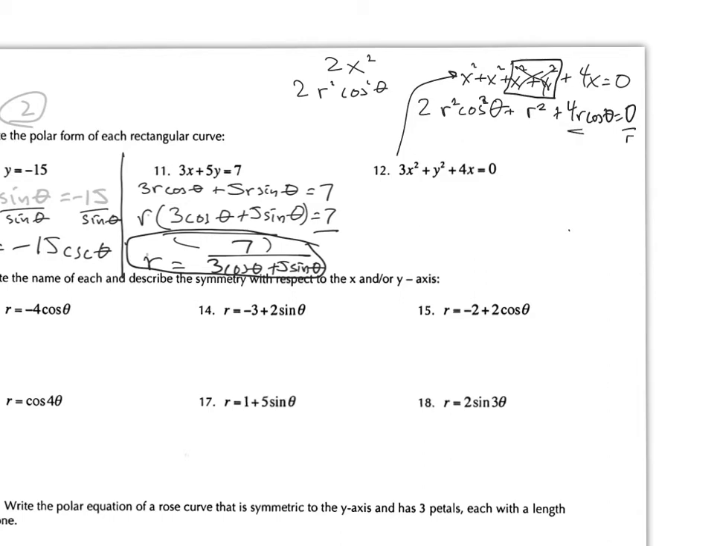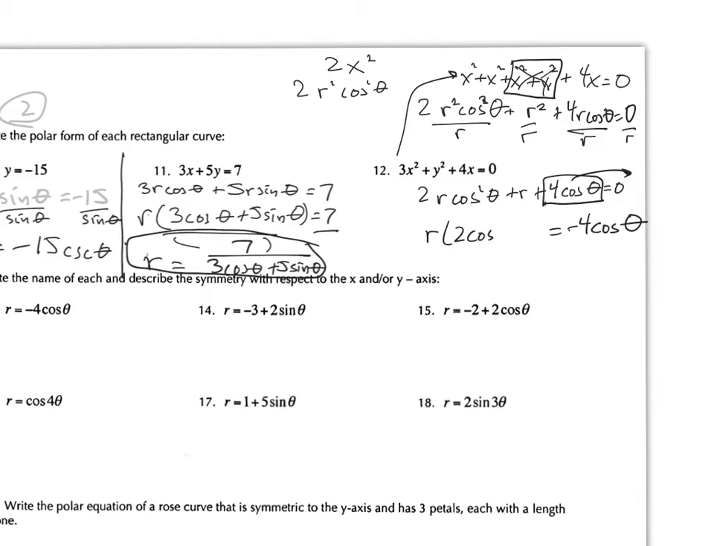Well, the trick is to divide everything by r. And so now we have 2r cosine squared plus r plus 4 cosine theta. So this guy doesn't have an r, so he gets kicked out. So this is now going to equal -4 cosine theta. I'm trying to make this take up a little bit less space. The left-hand side, they have an r in common, so we're going to factor that out. So 2, the cosine is still squared, and r divided by r is a 1. Then we divide by that quantity.